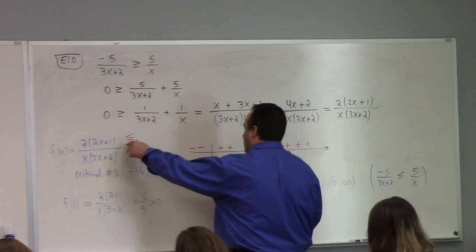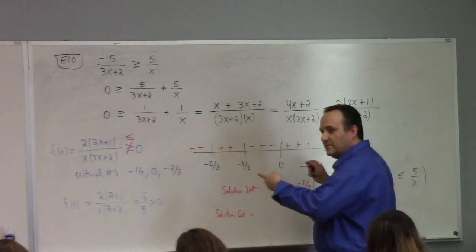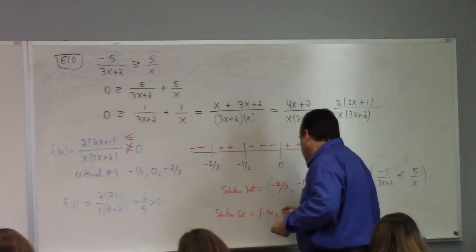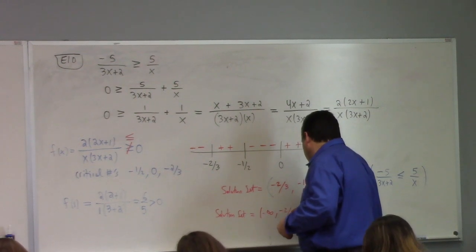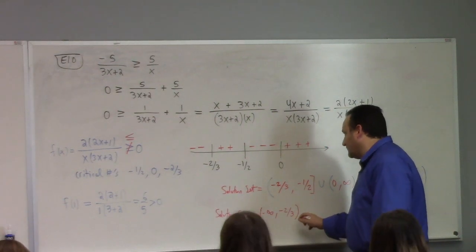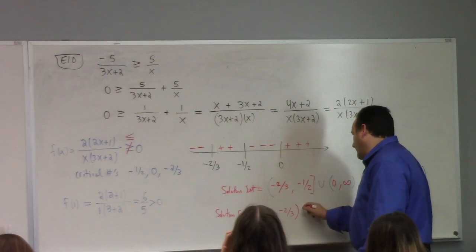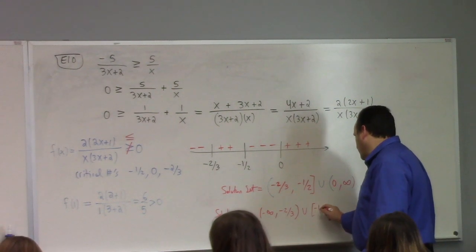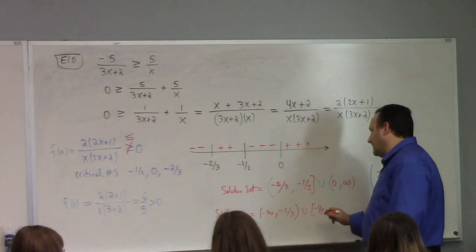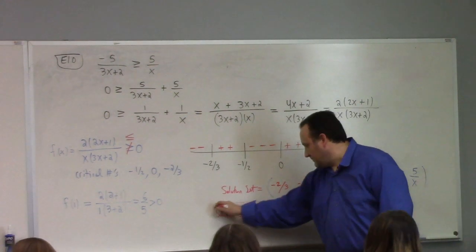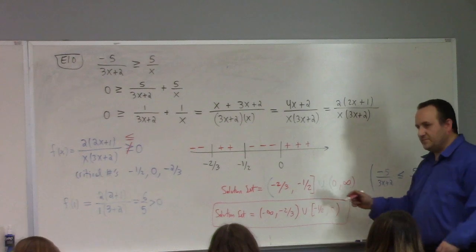So if we're doing less than or equal to, we're looking for the minuses, right? So the minuses would be minus infinity to minus 2/3. Do we include minus 2/3 or exclude it? Well, we exclude it because it's division by 0. And then we union minus 1/2, which is included because that's where 0 is. And we go to 0, which is excluded because it's division by 0. So the answer was this.